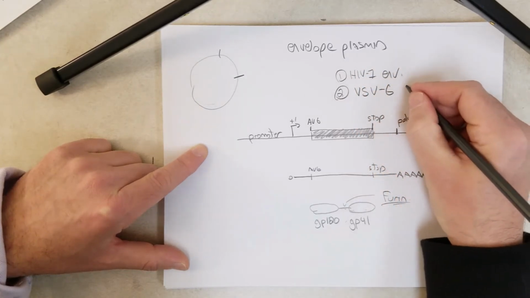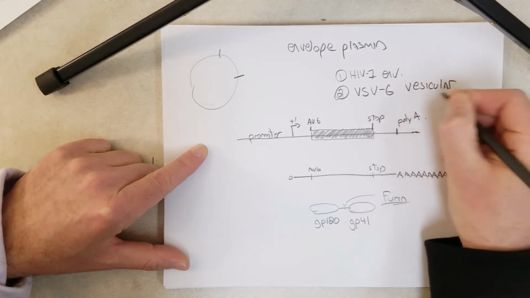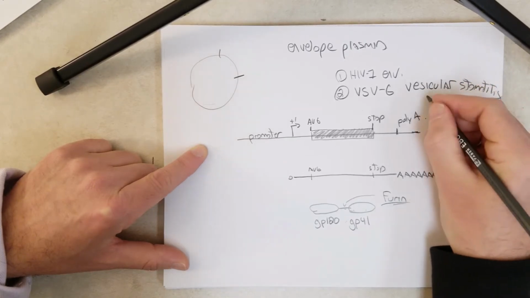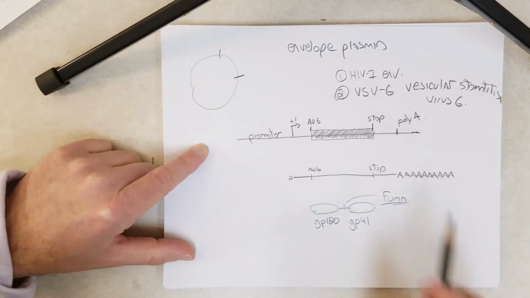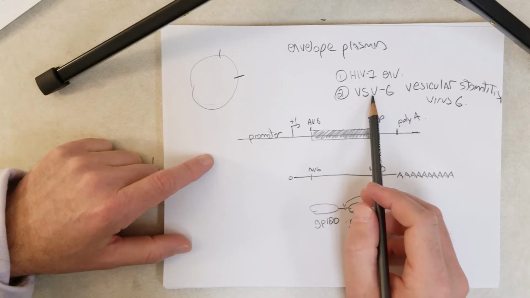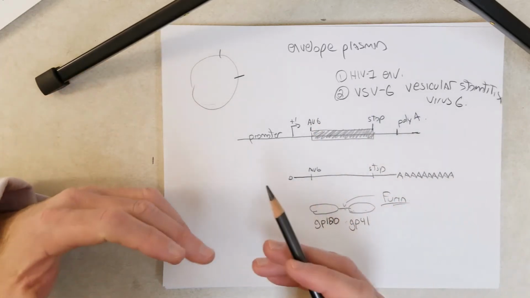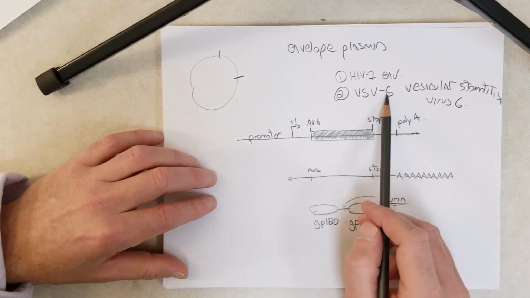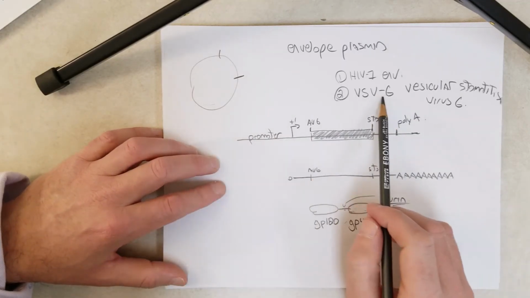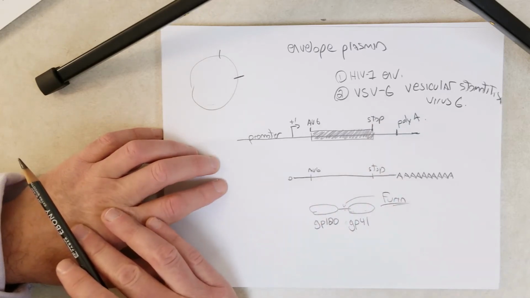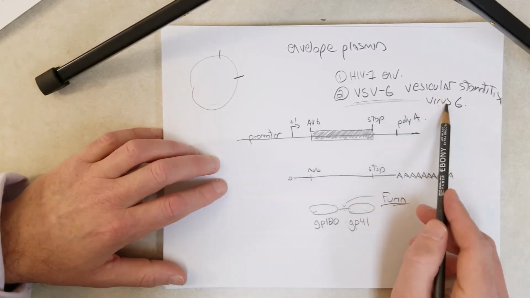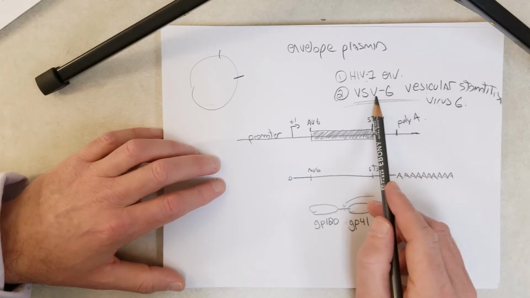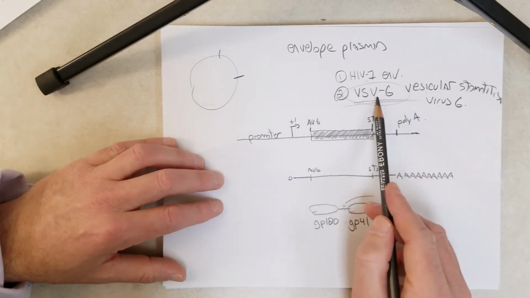VSVG envelope protein, which stands for vesicular stomatitis virus G envelope protein. How do you spell that? And this envelope protein will help our viral vector fuse with and infect, I guess infect, is that the right word? So transduce a broader range of cells. So I guess this virus infects a broader range of cells when compared to HIV-1. So if we wanted to transduce a broad range of cells, well, we could use the envelope protein from VSVG.